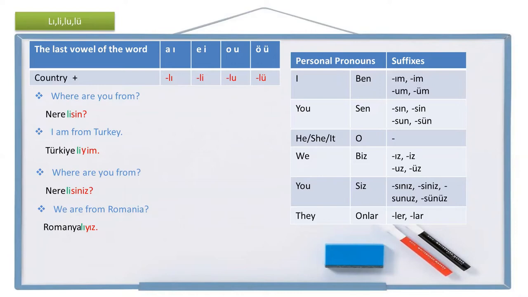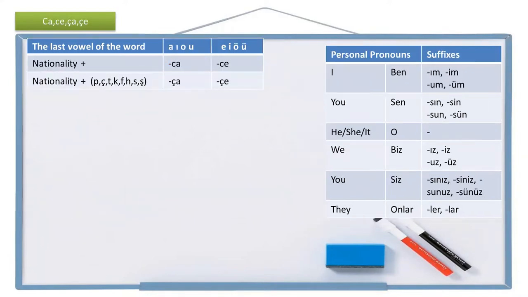Now let's see how we produce language names from nationalities. First, we need to know the name of the nationality, and after that, we need to add the suffix ca, ce, ça, or çe, which alternates according to two-way vowel harmony and also consonant alternation.